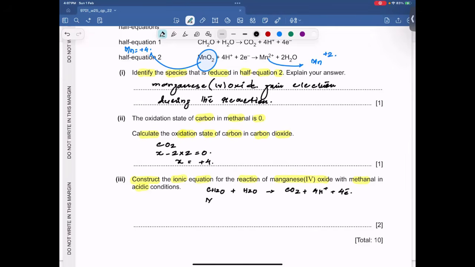And this is MnO2 plus 4 hydrogen ion plus 2 electron. That gives you Mn2+ plus 2 H2O. So in order to balance the equation, we need to balance the number of electrons first.